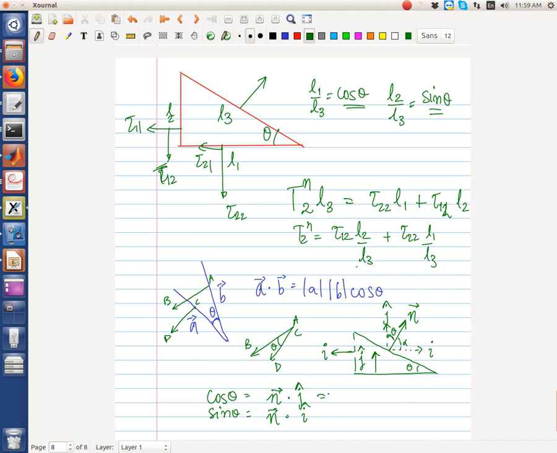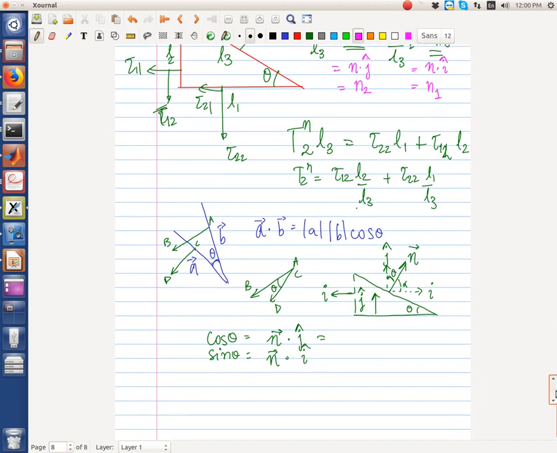So good. So we have found that L1 by L3 is equal to n dot j, and L2 by L3 is equal to n dot i. So what is n dot j? The components of n are n1 and n2, and n dot j is a dot product of this with (0, 1). So it's only n2. Similarly, n dot i is simply equal to (n1, n2) dot product with (1, 0). This is simply n1. So L1 by L3 is n2 and L2 by L3 is n1.